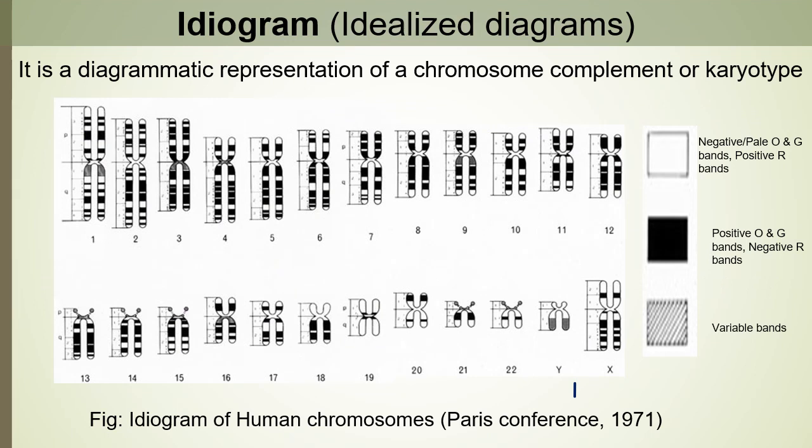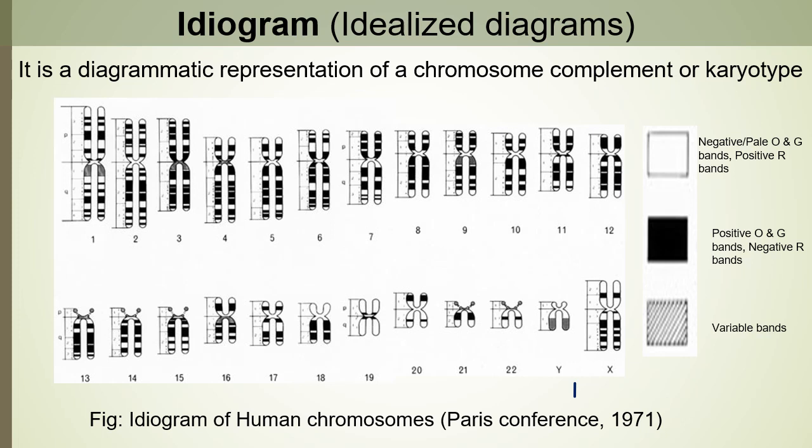The Paris Conference document published a diagrammatic representation of the banding patterns of each chromosome called an ideogram or idealized diagram. In order to identify individual bands, a distinct system of nomenclature was used. The chromosome arms were subdivided into regions that included distinct landmarks helpful in identification of each chromosome. The regions were numbered in sequential order, starting at the centromere and progressing towards the telomere for each arm.